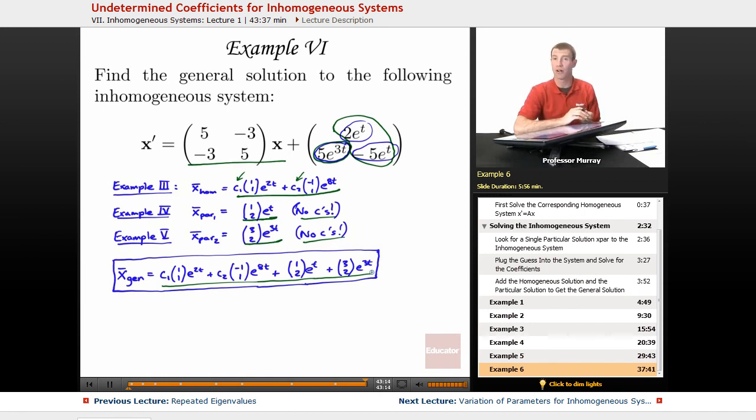We've got another method called variation of parameters, which is a totally different method for solving inhomogeneous systems. So I hope you'll stick around and watch that lecture. It's the very next lecture. You'll see we're going to learn about variation of parameters.